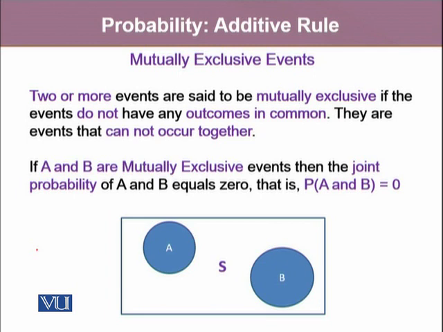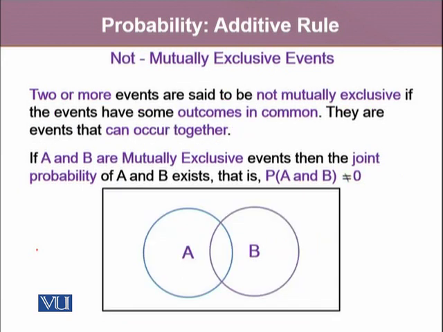Two or more events are said to be mutually exclusive if they do not have any outcomes in common. That is, these two events cannot occur together at the same time. If A and B are mutually exclusive events, then the joint probability of A and B equals 0. That is, the probability of A intersection B, the joint probability, will equal 0. This is evident from the following Venn diagram, where no joint region exists between events A and B.